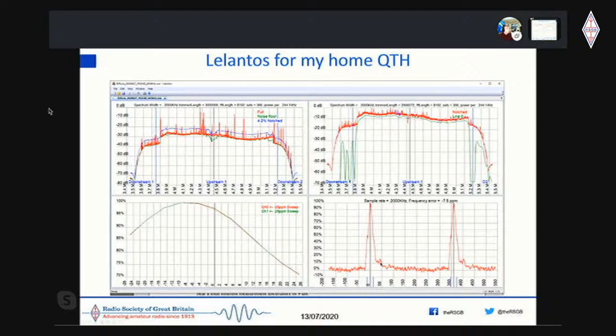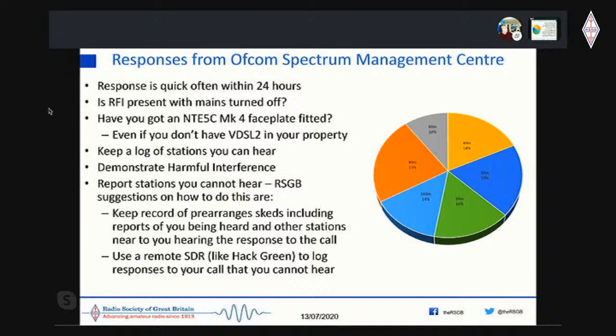So fortunately, a lot of you have done this and we already have around about 70 results that we've analyzed. The graph on the right here shows you the confirmed bands in which we've seen problems. And these have been reported to Ofcom, and they've been very good at responding. They usually respond within 24 hours, and they ask you to do things like turning your mains off, fitting a better faceplate to your VDSL lines. And they're very sensible things to do, but they don't fix it.